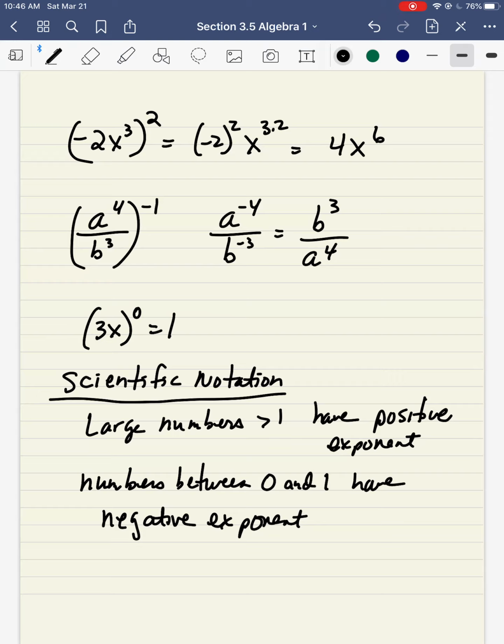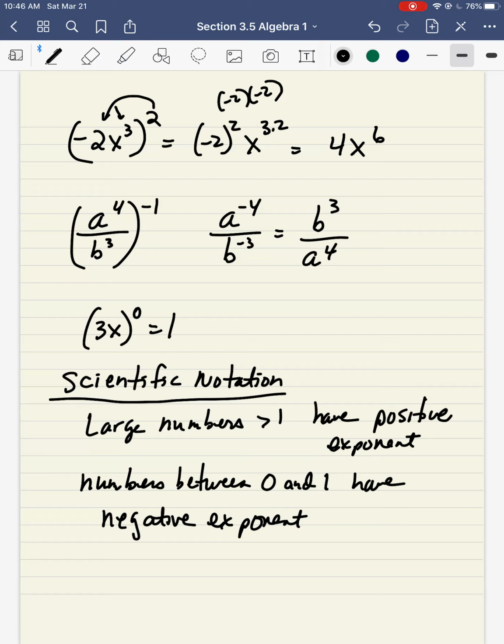Parentheses, minus 2x to the third, raised to the second power. Again, the 2 is distributed as the exponent over all exponents, so it becomes minus 2 to the second, x to the 3 times 2. So minus 2 to the second is minus 2 times minus 2, which is 4. X to the 3 times 2 is x to the 6th.